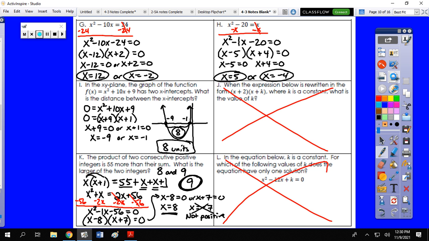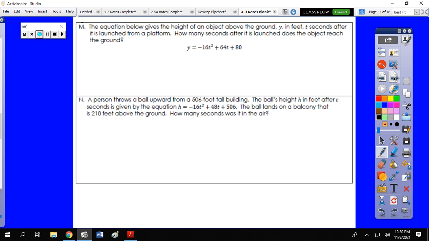Okay, our final screen here for this video involves two more word problems. Letter M says the equation below gives the height of an object above ground y in feet t seconds after it is launched from a platform. How many seconds after it is launched does the object reach the ground? Well, again, the ground is y equals 0. So it's saying plug 0 in for y and solve for t.